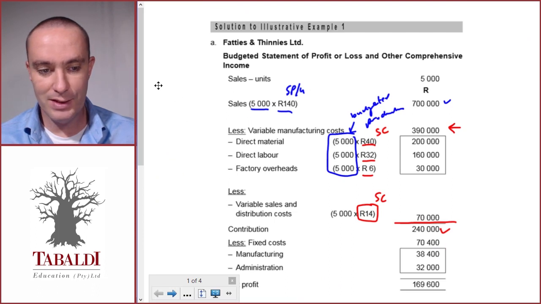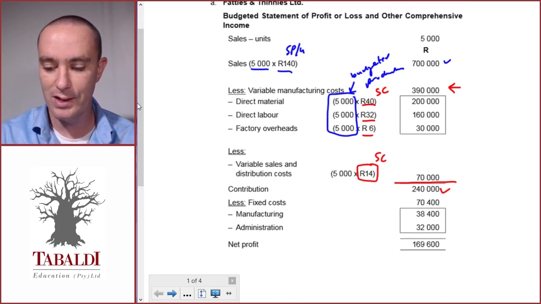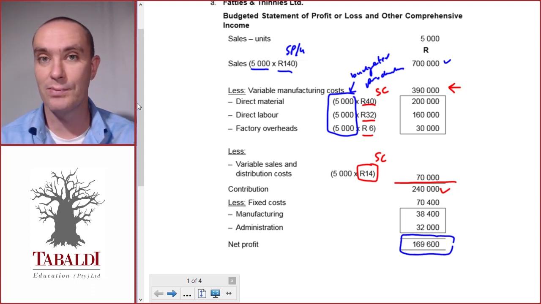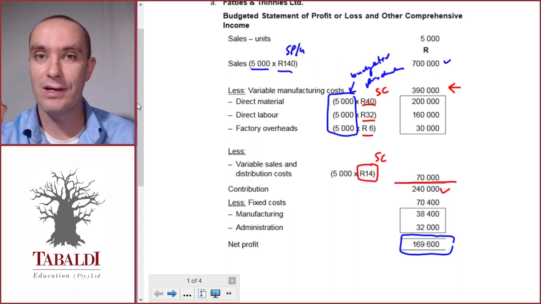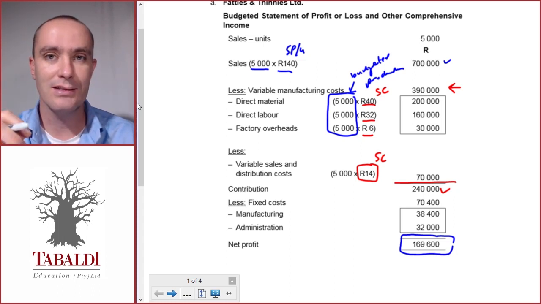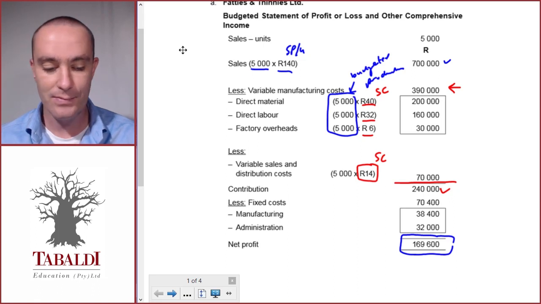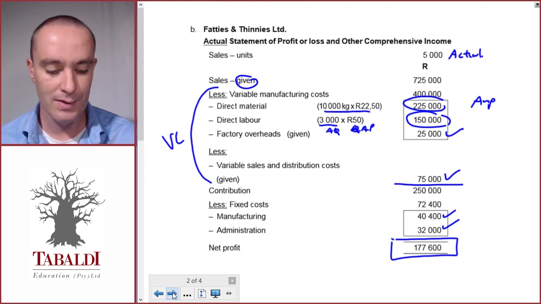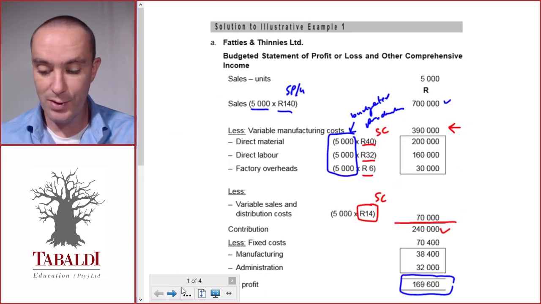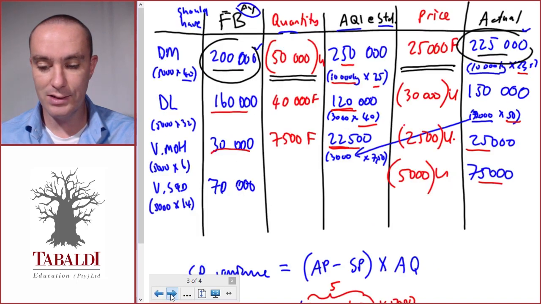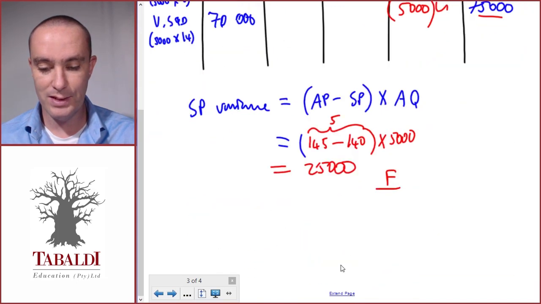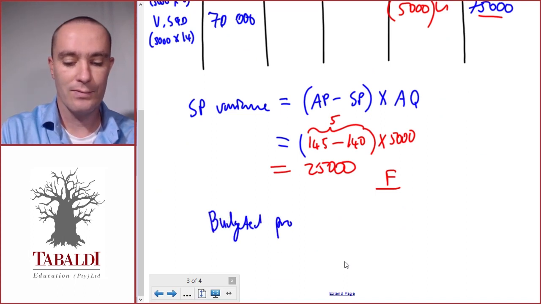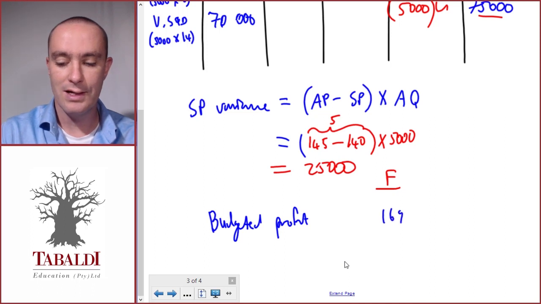Our budgeted profit, that's what we calculated first, was 169,600. So we need to start with the budgeted profit, and then we add all the positive variances and deduct all the negative variances, and then that should give us the actual profit, 177,600. So let's go to a new page, add some space there. We'll start with budgeted profit, 169,600.